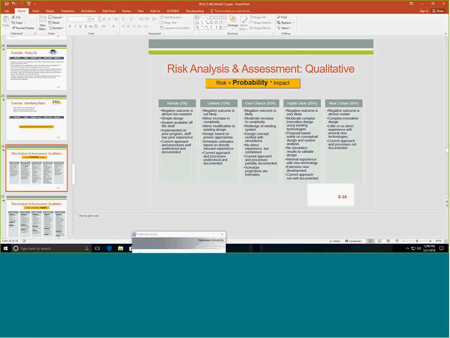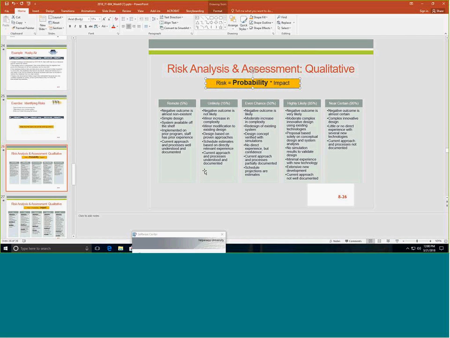Qualitative risk assessment is the minimum, right? So we do qualitative risk assessment. Most organizations use a scale from 1 to 5, which is what you see here. 5 categories. They describe the probability categories here as remote, unlikely, even chance, highly likely, and near certain.